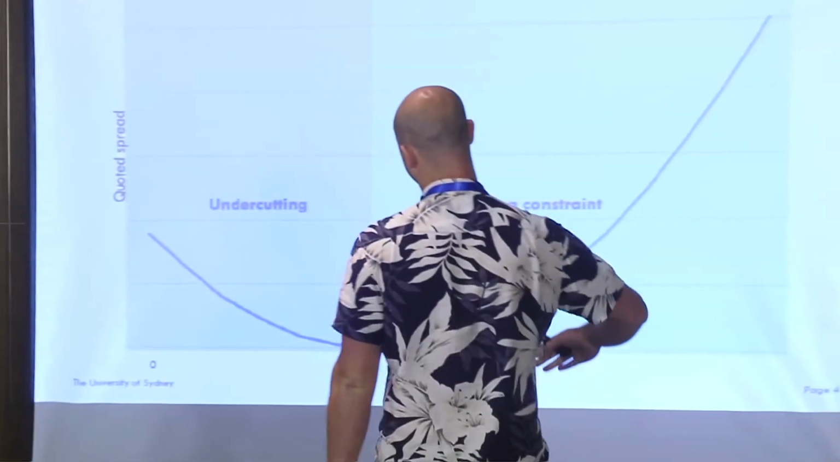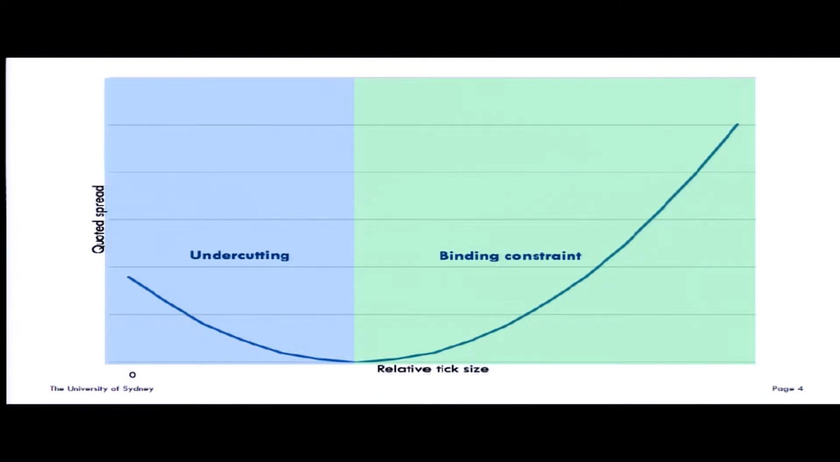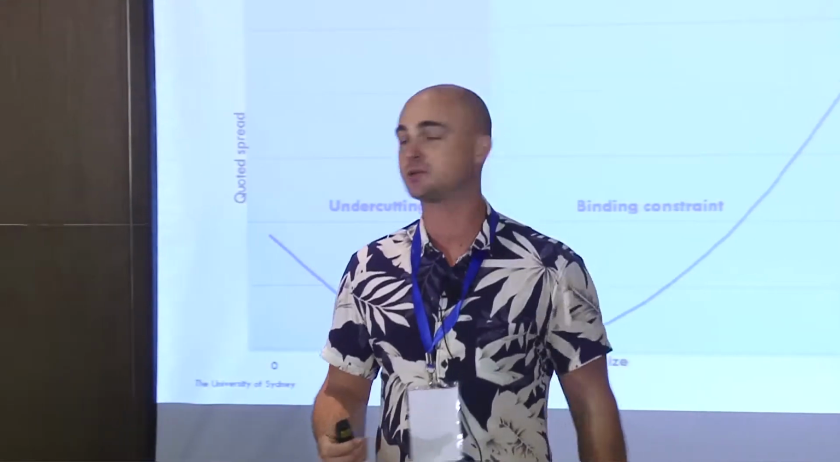So you kind of discourage liquidity provision. And what this can actually do, as we move tick size closer to zero, is that this discouraging of liquidity provision can actually increase the quoted spread itself, not because of anything to do with the binding of the tick size, but because of this undercutting behavior.